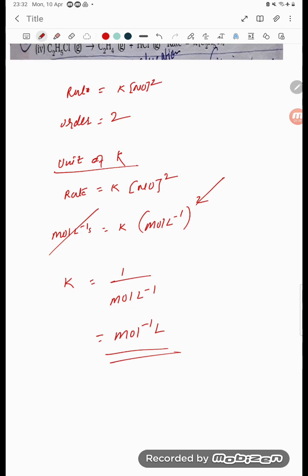Here the second inverse is also there, students. I made a little mistake. So here 1 second inverse is there. So it will be second inverse also. So it is mole inverse liter, and that is going to be second inverse. So this is the first one.